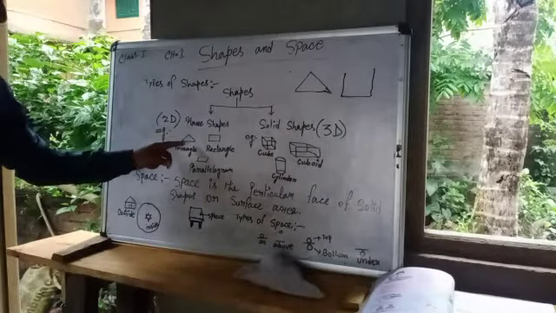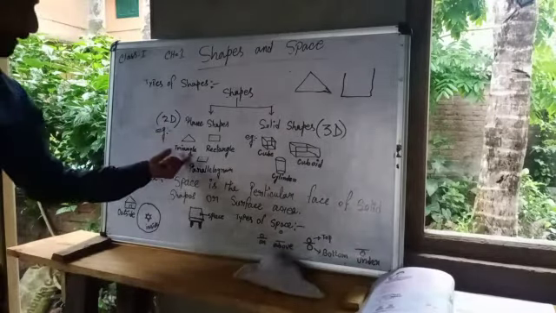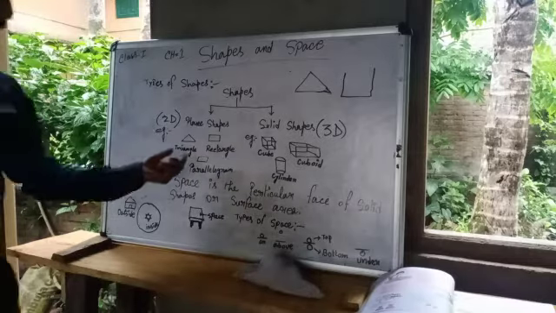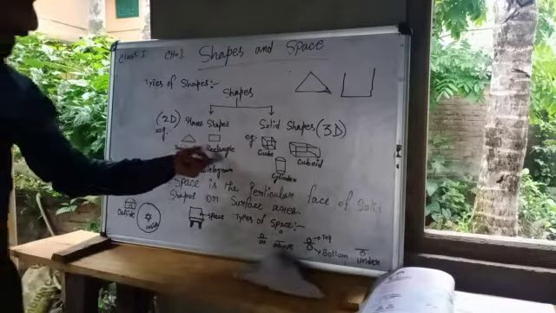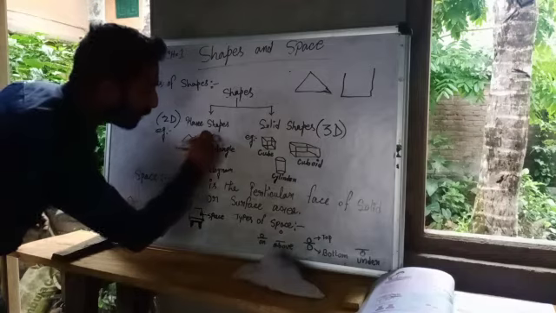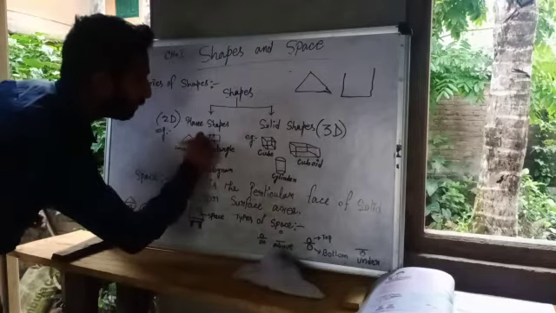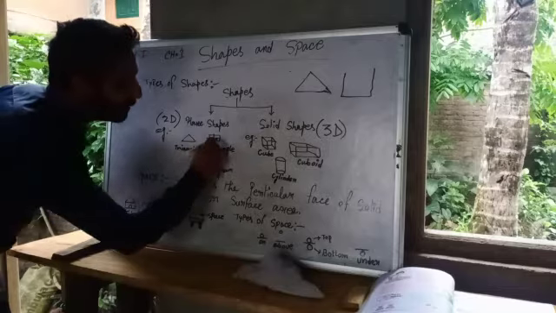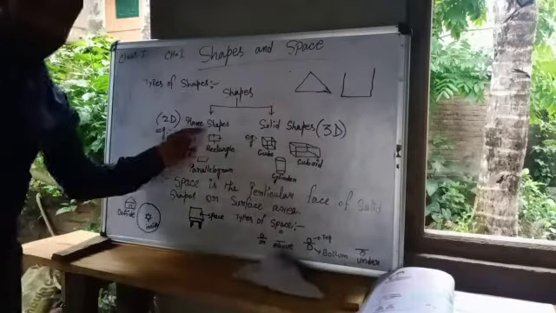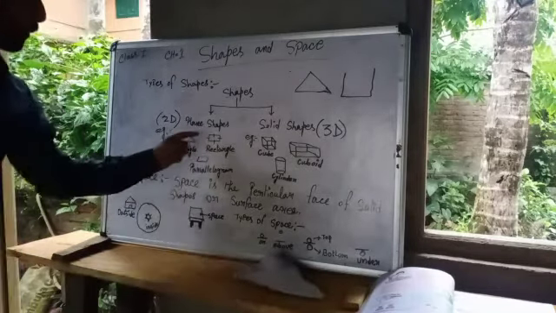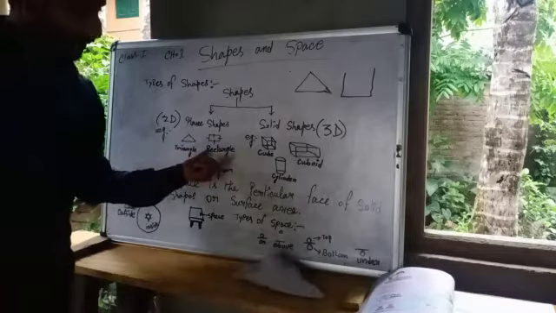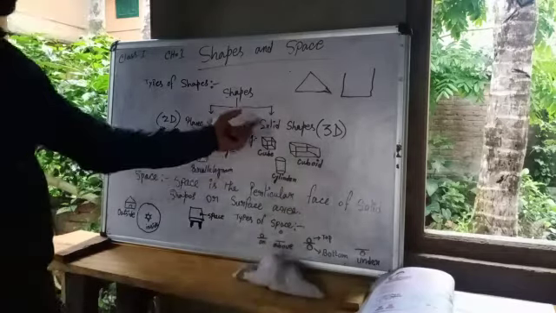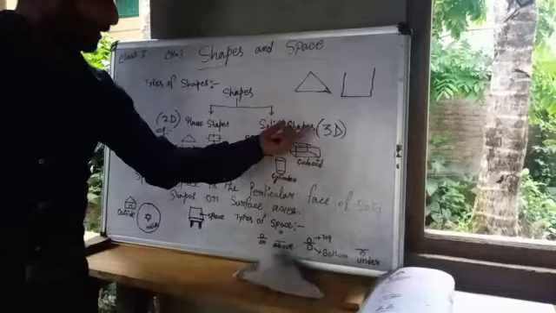There are three sides here, that's why it is called a triangle. Then the fourth shape has opposite sides equal: this side and this side are equal, and this side and this side are equal. If the opposite sides are equal, that is called a rectangle. And then we go to the solid shapes.